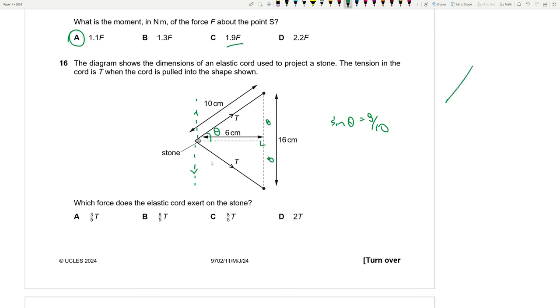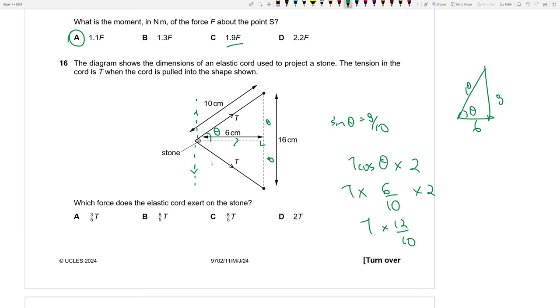Okay, so theta, this is 8, this is 10, so what will the other one be? 10 square minus 8 square, root over answer, which is 6. Okay, this is 6. Oh, we have that. So we can just easily go for this: I'm taking the horizontal component, T cos theta times 2. Now what about cos theta? Cos theta is adjacent by hypotenuse, which is 6 by 10 times 2. So 6 by 10 times 2, which is 1.2 T, or 12 by 10. If you simplify this, it's 6 by 5 T. This is the one I'm looking for, and 16 is B.